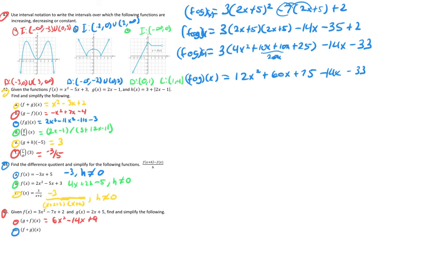And then we combine the like terms, and we'll end up with f composed of g of x, 12x squared plus 46x plus 42.